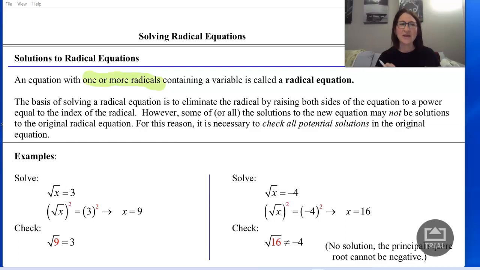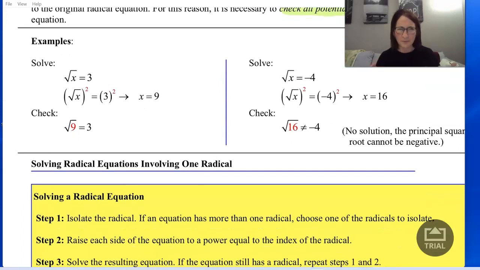Now, we do need to be careful when we are solving a radical equation. We need to check for all potential solutions. There may be some extraneous solutions. So why would there be an extraneous solution? Well, let's look at these two very simple examples in front of us.